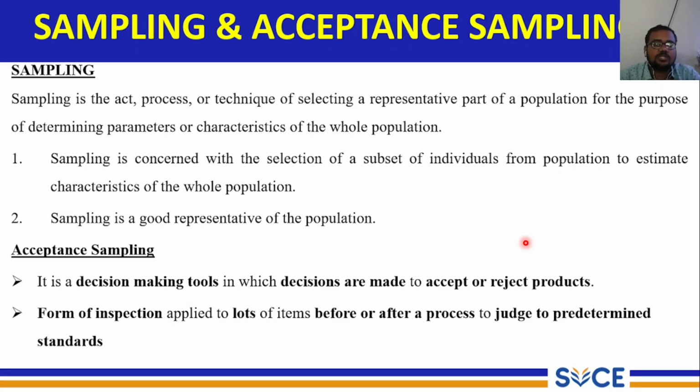So what is sampling and acceptance sampling? We have been seeing about sampling. You have to do sampling inspection, you have to take samples. Sampling refers to the process or technique of selecting a representative part of a population for the purpose of determining parameters or characteristics of the whole population. So sampling has to be a good representative of the population. It should represent the actual characteristics of the entire population from which you are taking it.